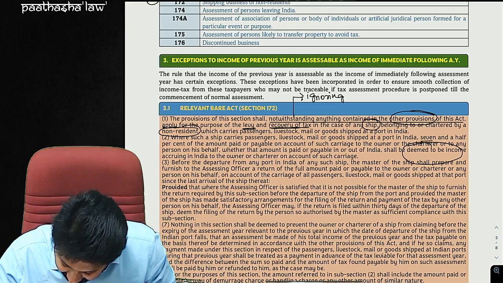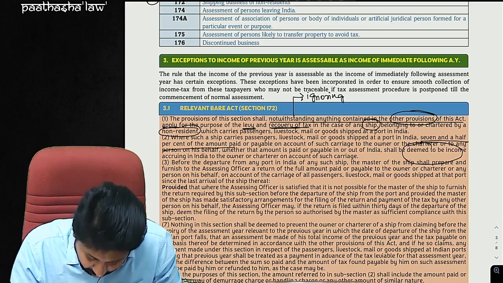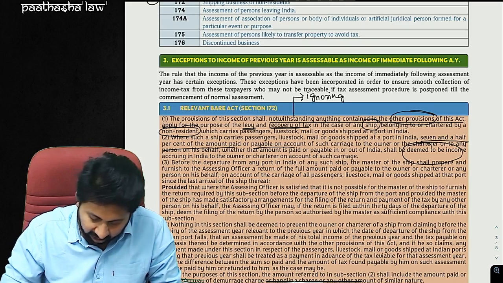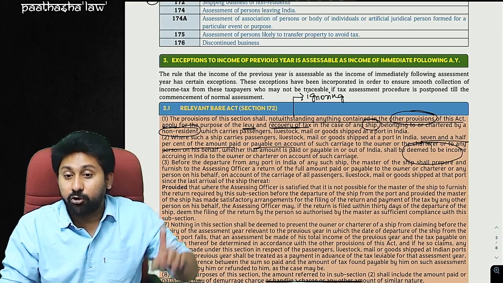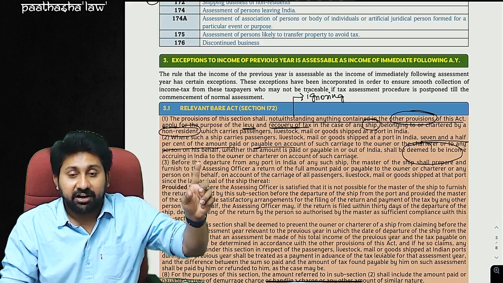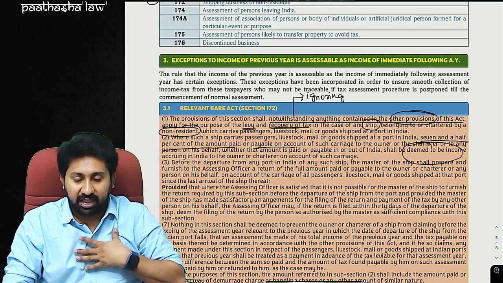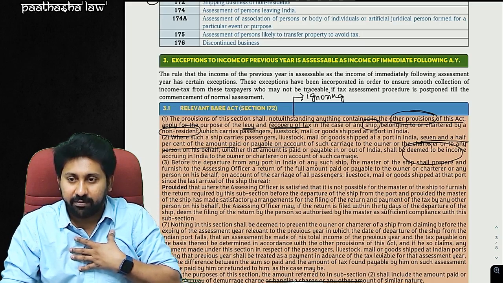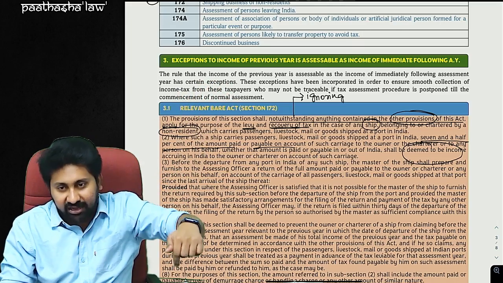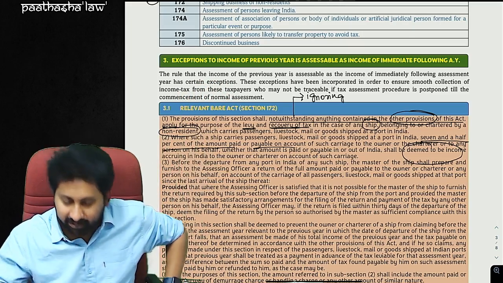Okay, 7.5% of the amount paid or payable on account of such carriage to the owner, or to the charterer or to any agent. You need not pay only to the owner, maybe to the owner or any agent also. For example, I am an Indian agent for him. Means what will happen? I will collect the freight. He will not collect anything. Even then, you have to pay the tax in the same way.